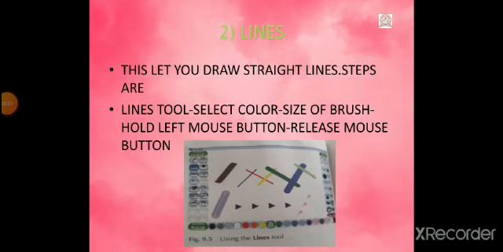The next is children, lines. The line tool lets you draw straight lines. Means it helps us to draw straight lines. For this, you have to click the lines tool. Then click to select the color from the color palette. See downwards, the color palette is there. Then click to select the size of the line from the selector.